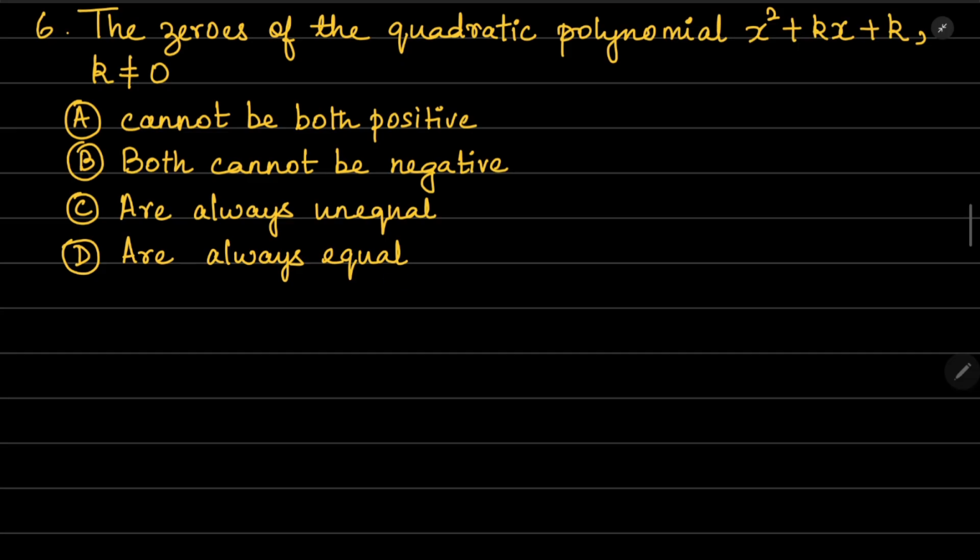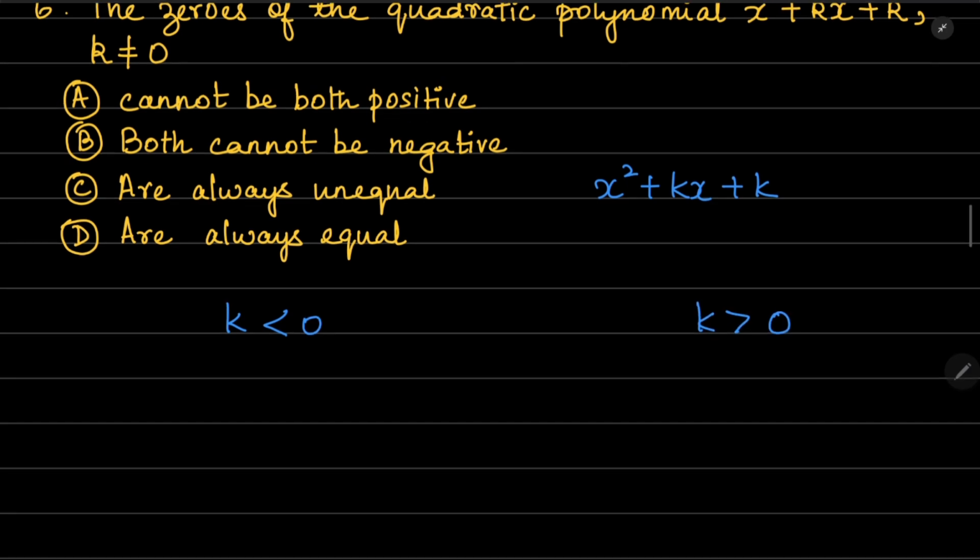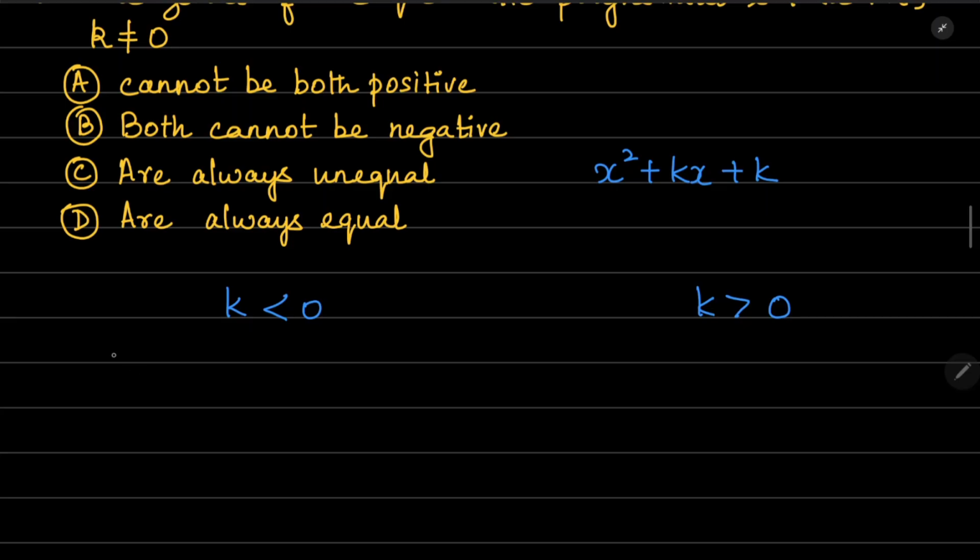So the given polynomial is x square plus kx plus k. So if it is not equal to 0, k will either be less than 0 or k will be greater than 0, right? If k is less than 0, that means k is negative, then what will be your polynomial? X square minus kx minus k. This will be your polynomial. And if k is greater than 0, means k is positive, then the polynomial is x square plus kx plus k, right? These are the only two possibilities.